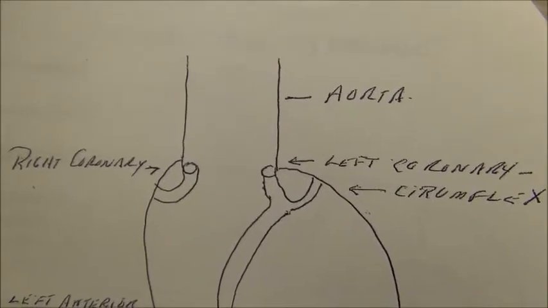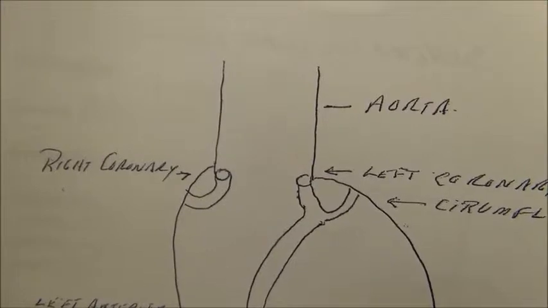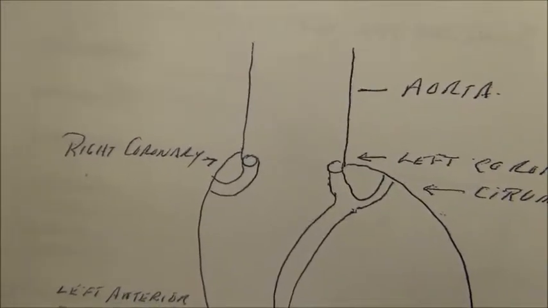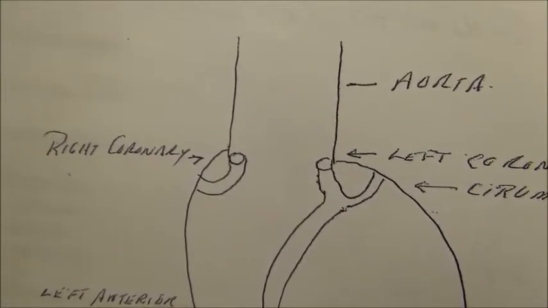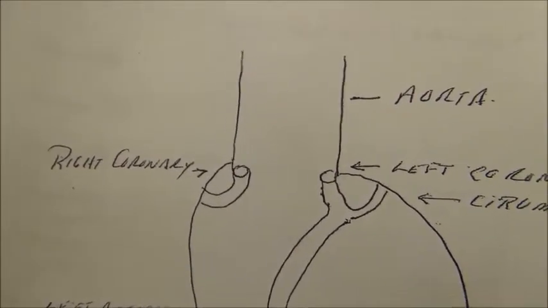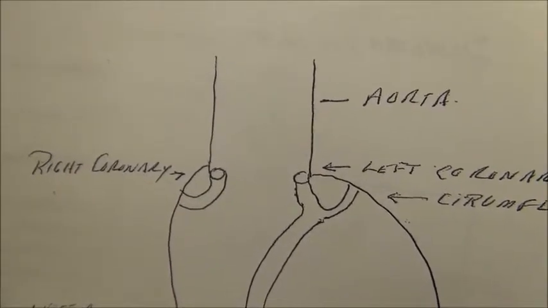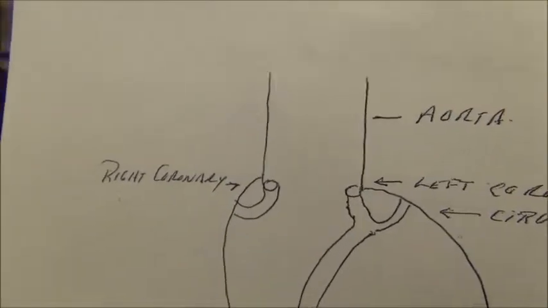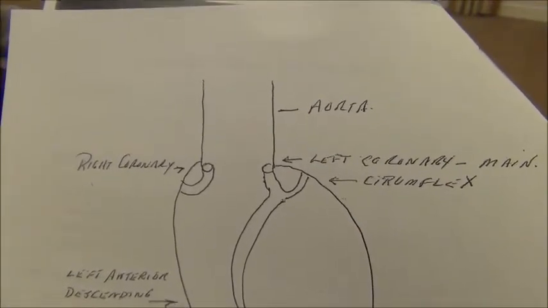Now, that short segment, as it comes off the aorta before it splits into the two arteries, is called the left coronary main artery. If that part occludes, then you can easily see how you can lose both the circumflex and the left anterior descending at the same time. And that's called the widowmaker, because that usually results in almost instantaneous demise, or within a few minutes. So that artery is extremely important.